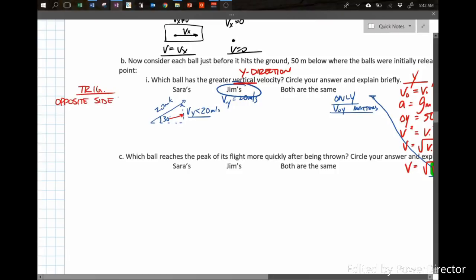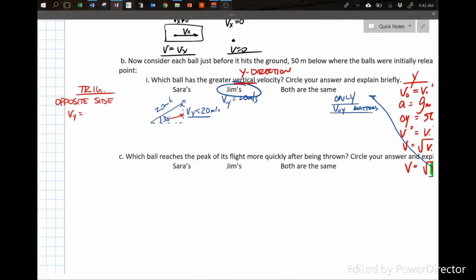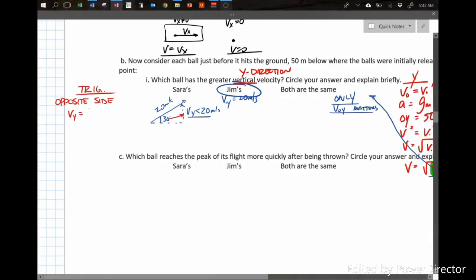The opposite side is the side not touching the angle. The size of the opposite side, in this case it's Vy, because we're talking about opposite, not because we're talking about the y direction, is going to be the hypotenuse. Well, here, we'll just say this. The opposite side is always going to be the hypotenuse times the sine of the angle.